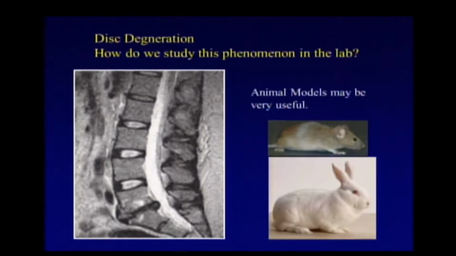So we can go back to the mice and rabbit. Any larger animals are extremely expensive, as those of you who are involved in research will know. But mice and rabbits are still expensive, but they're better in terms of cost containment.